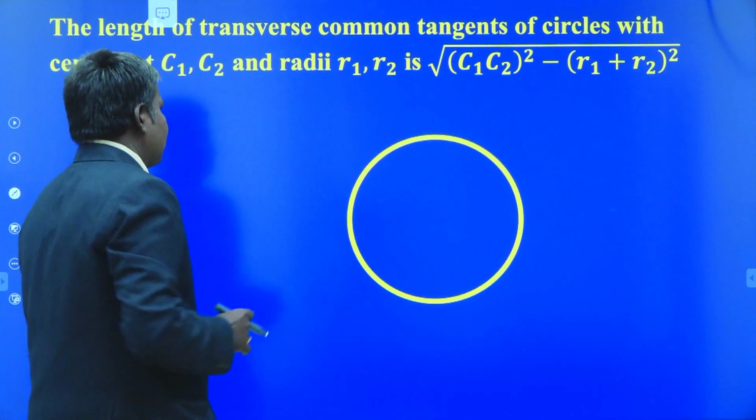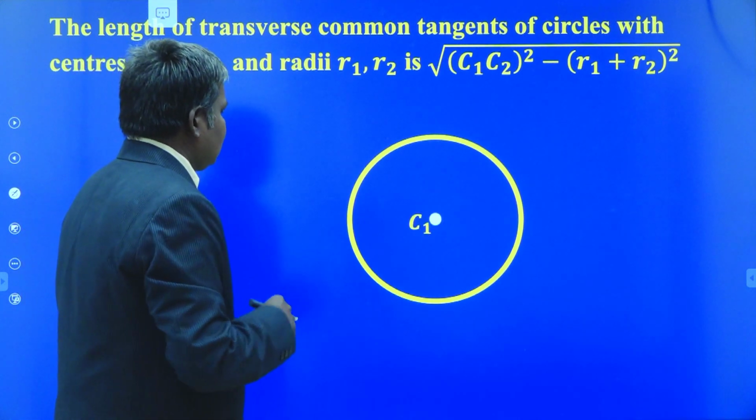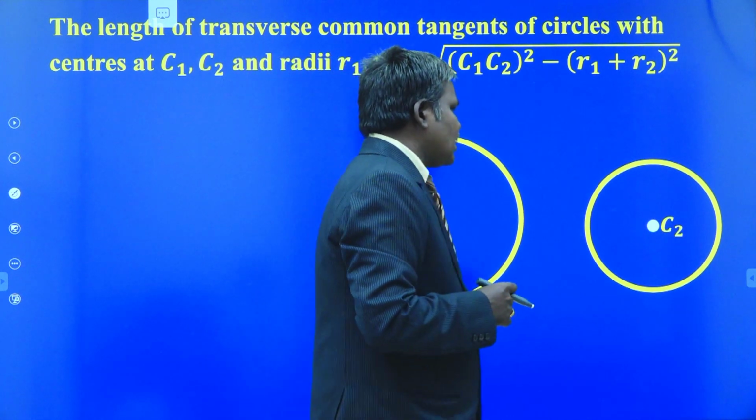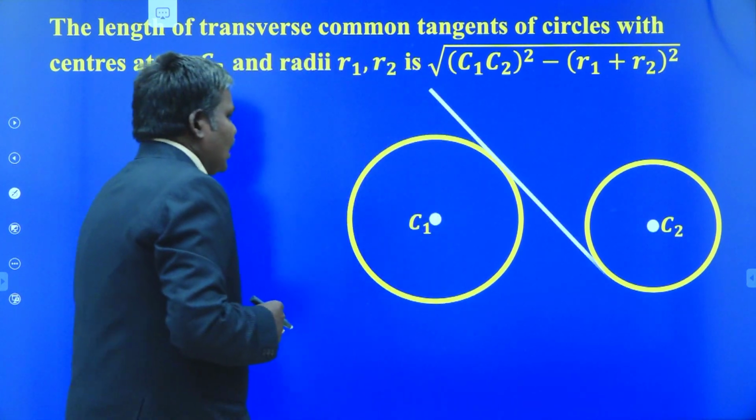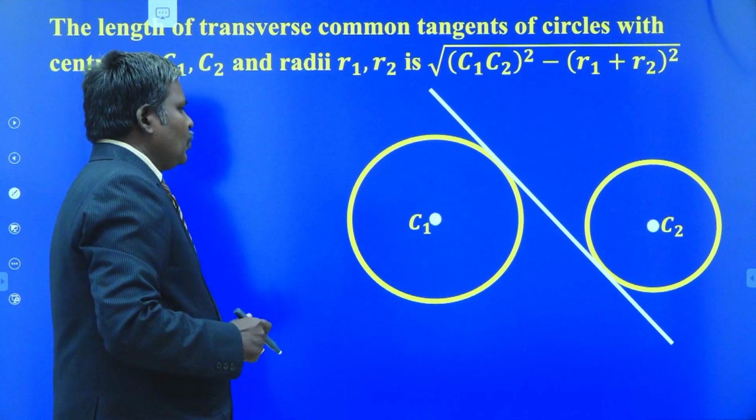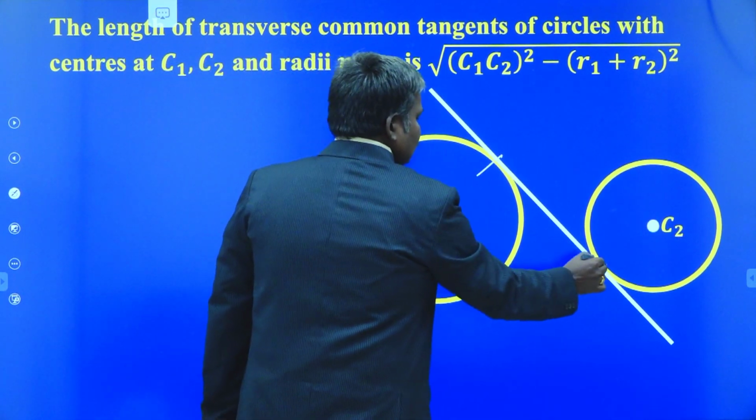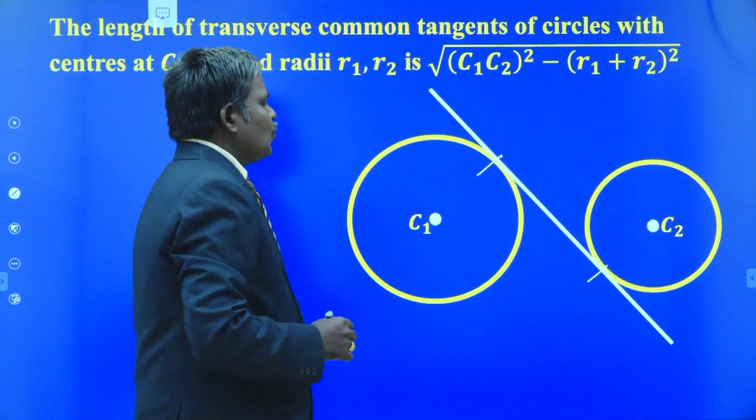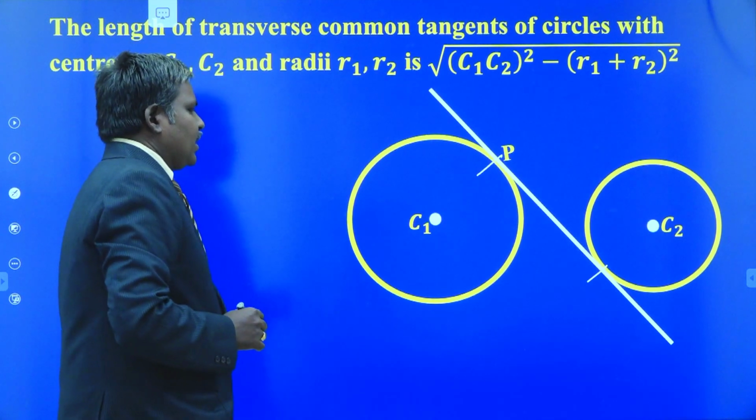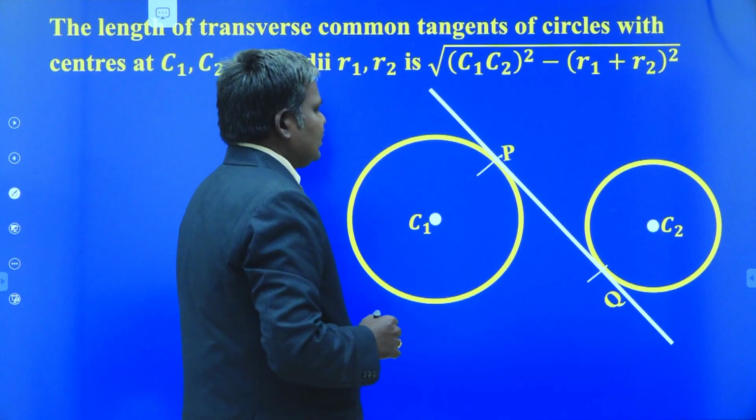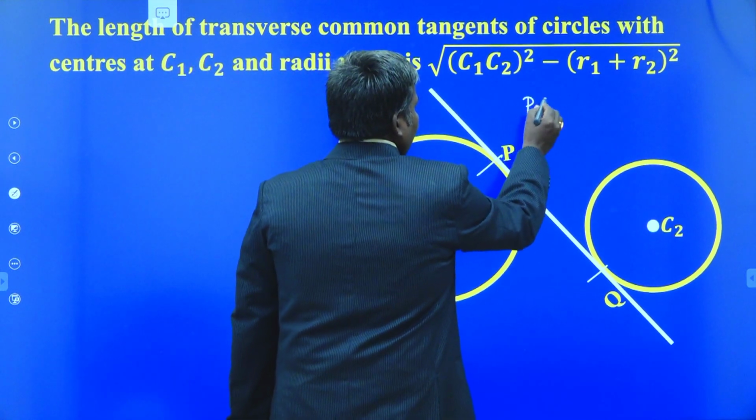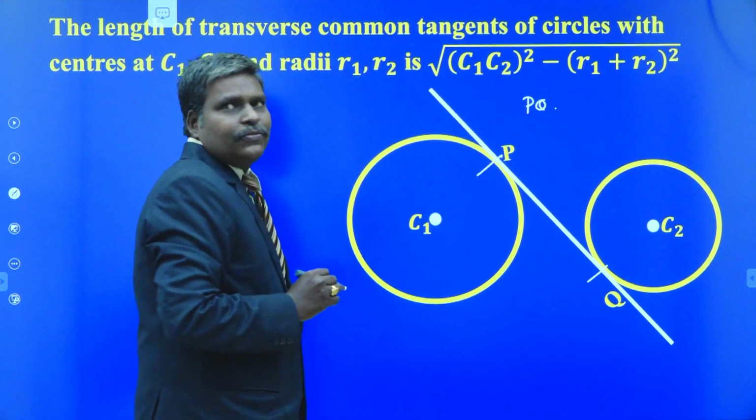In the corresponding diagram, this is the first circle with center at C1 and radius R1. And this is the other circle with center at C2 and radius R2. We draw one transverse common tangent as shown in this figure. This is the transverse common tangent. We have to find the distance from here to here. These are the 2 points of contact. This is one point of contact P, and this is the other point of contact Q. As shown in this figure, we need PQ. We have to find the length of PQ.